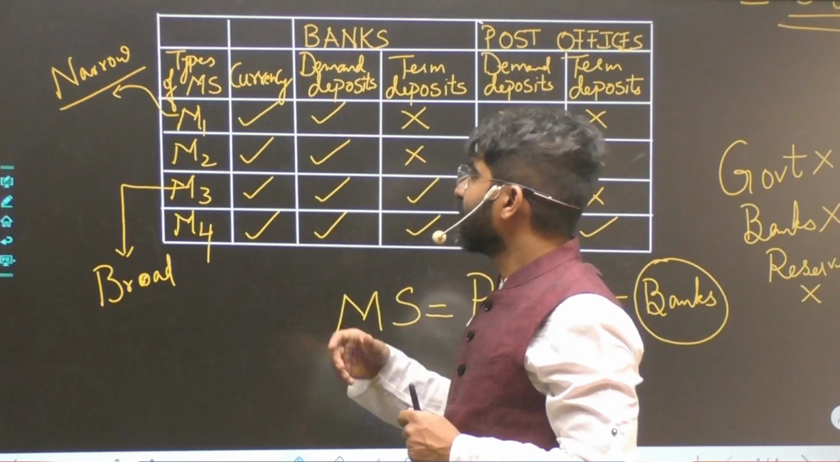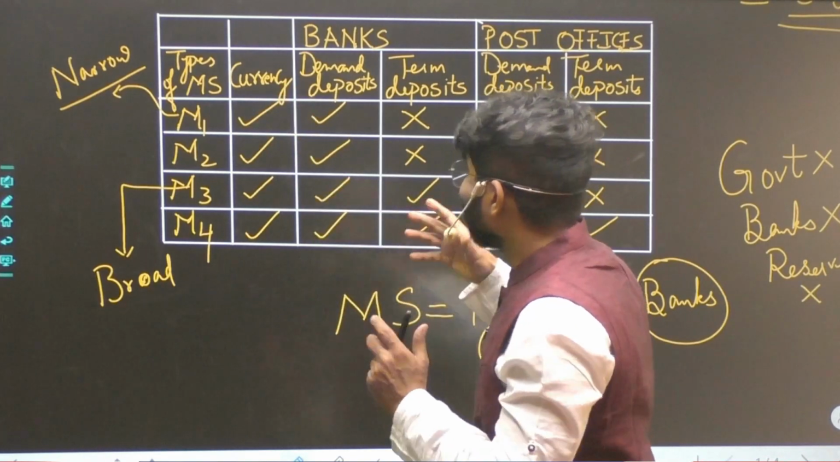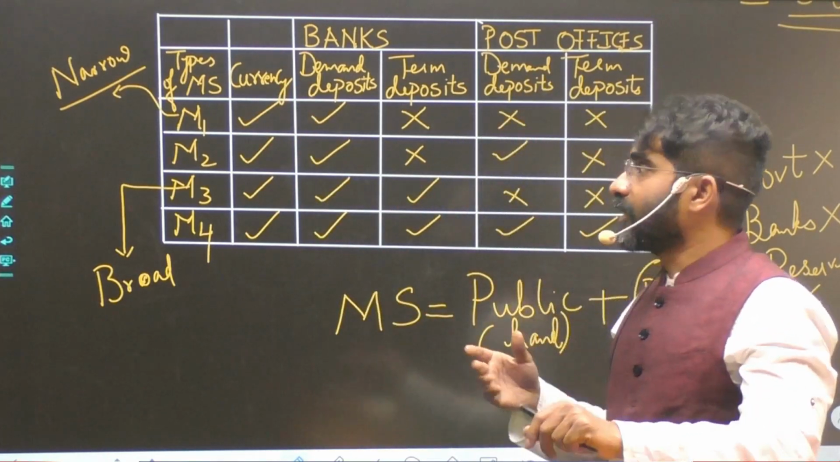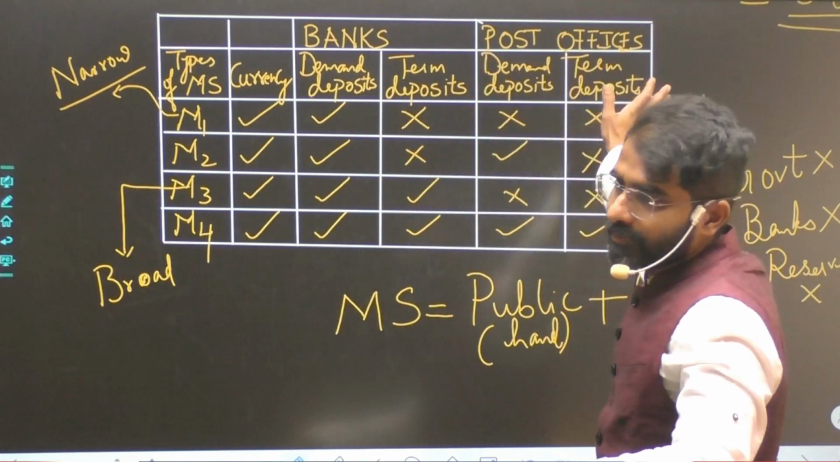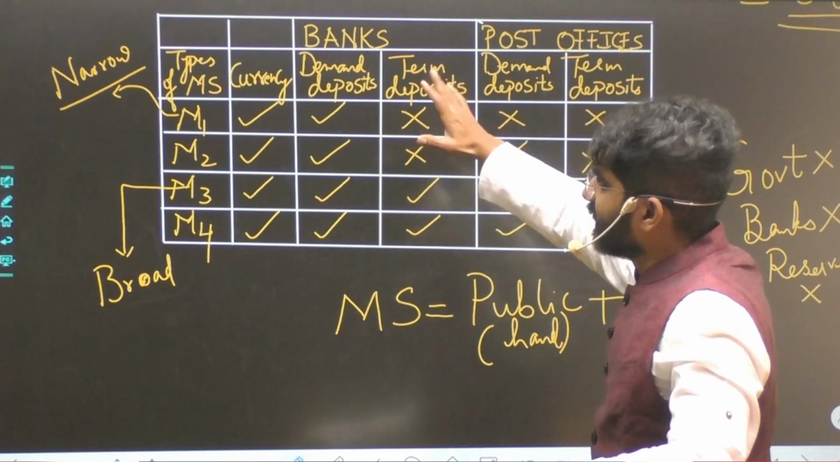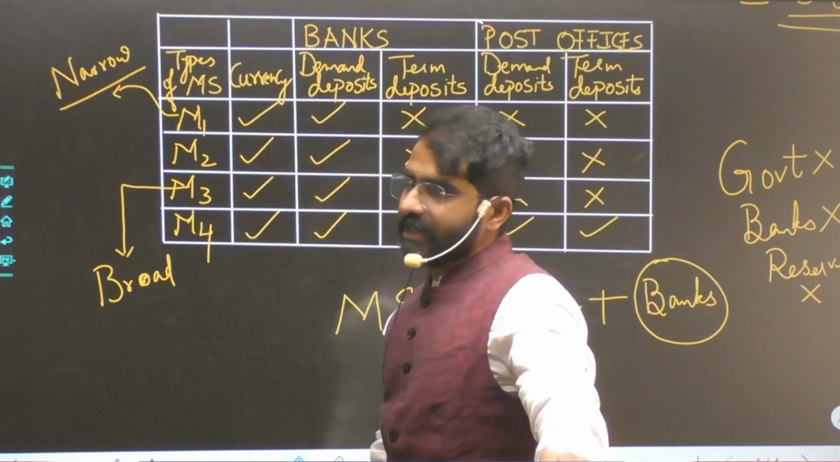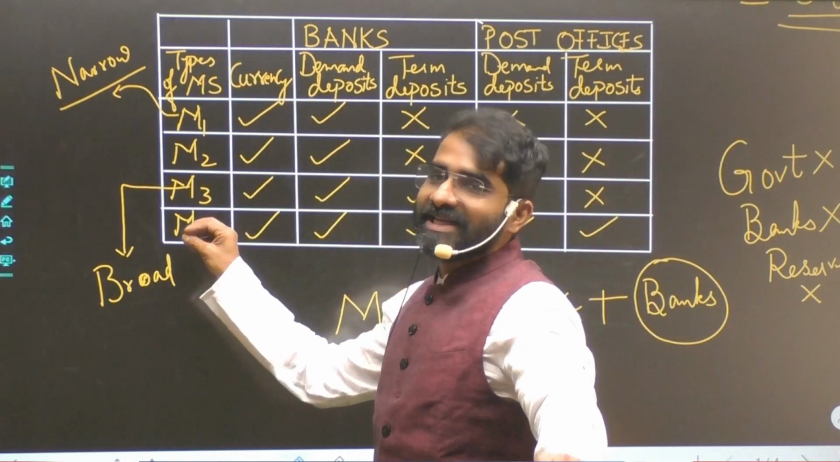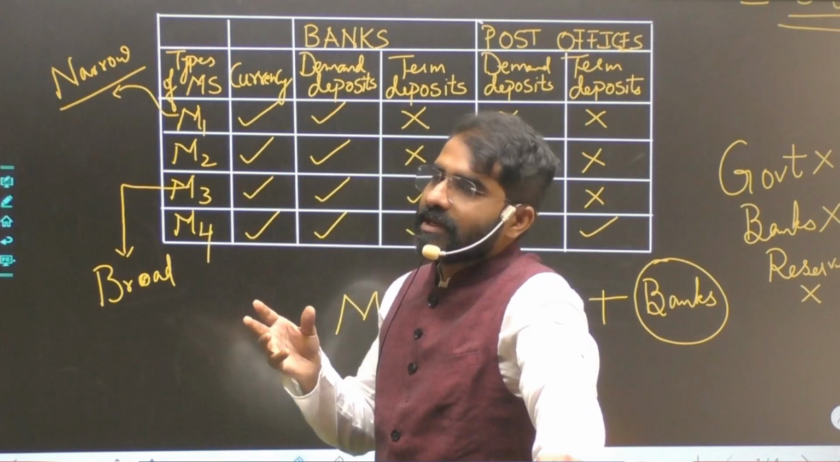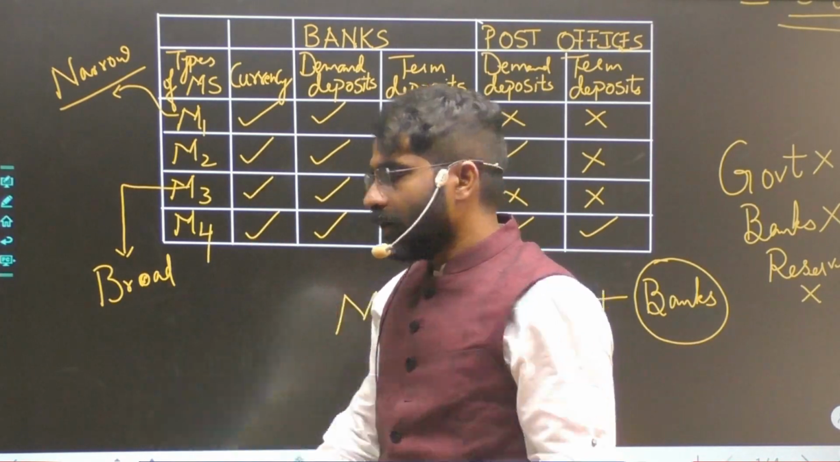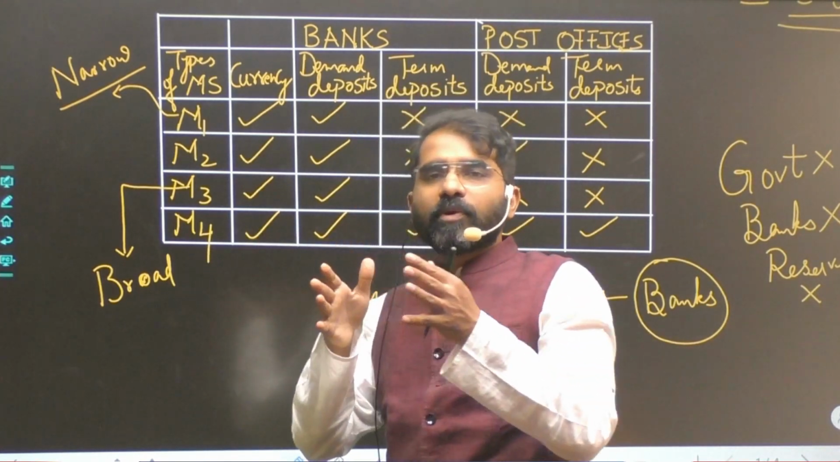So M4 is the broadest of all. And M1 is the most liquid of all. Why is it liquid? Because M1 does not include any term deposits. So in terms of liquidity, M1 is the most liquid and M4 is the least liquid. In terms of quantity, M1 is the narrowest of all and M4 is the broadest of all.